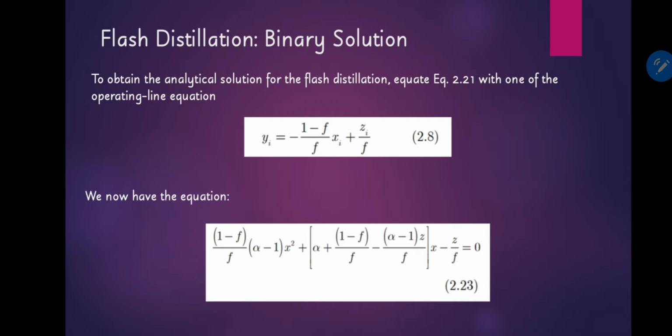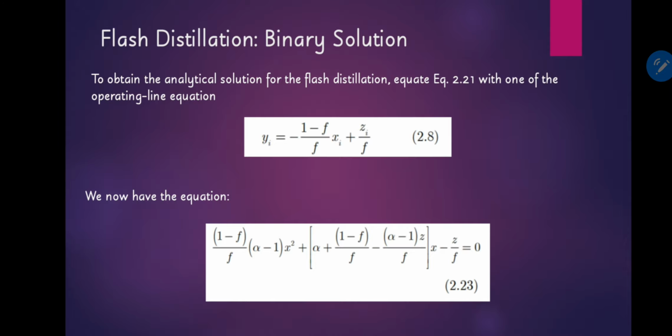To obtain the analytical solution for the flash distillation, equate 2.1 with one of the operating line equations. So yi is equal to quantity 1 minus f over f multiplied by xi plus zi over f. Remember that this is equation 2.8. This is the one that we used in solving the prior solved problem.